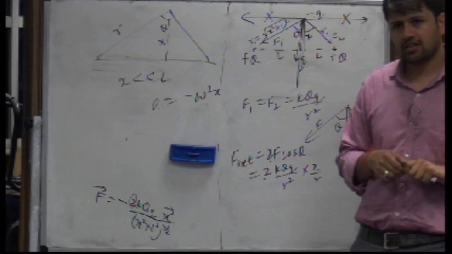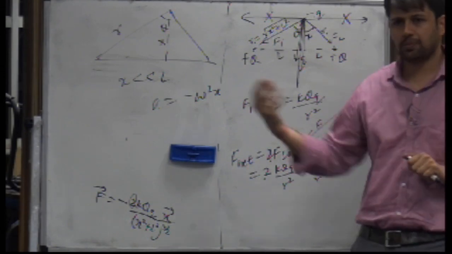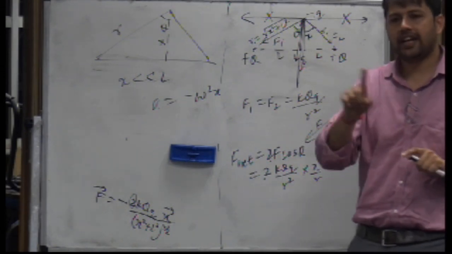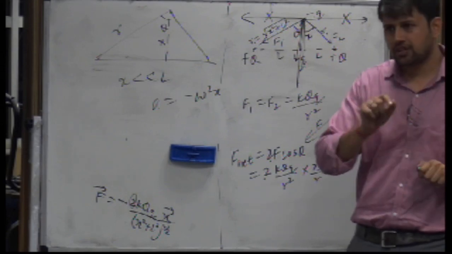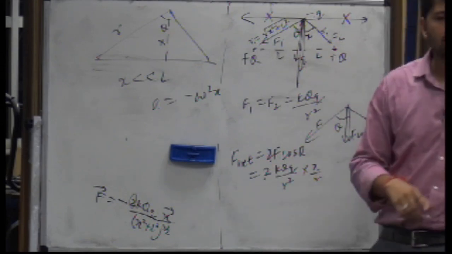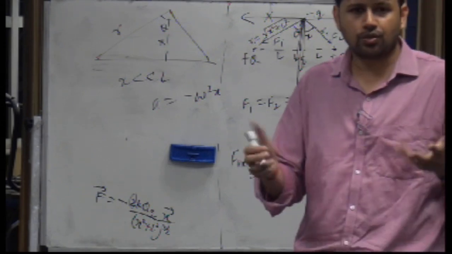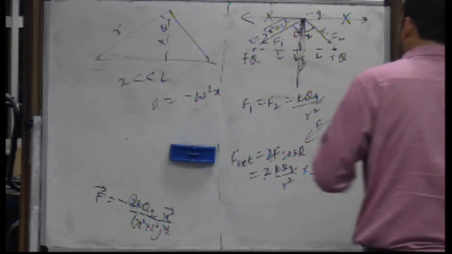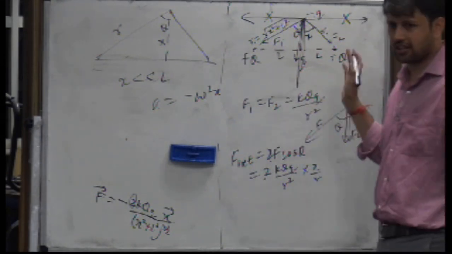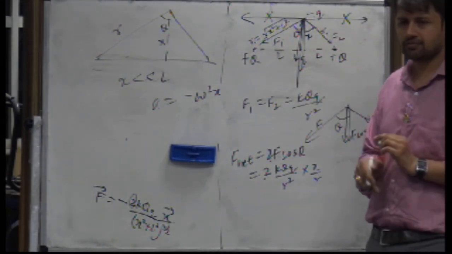For an n-sided regular polygon, you would have n corners, n forces, n components adding up, and n in place of 2 for the time period, right? So we started with 2, but you can extend it. Is it okay?